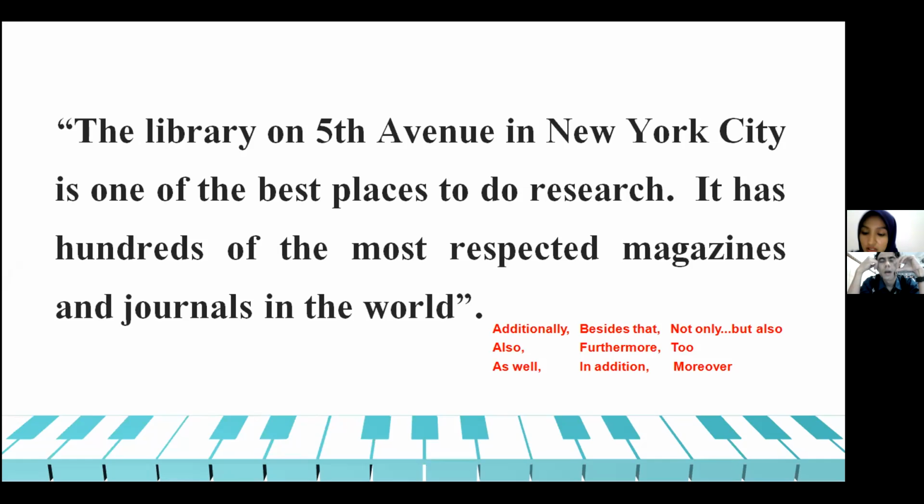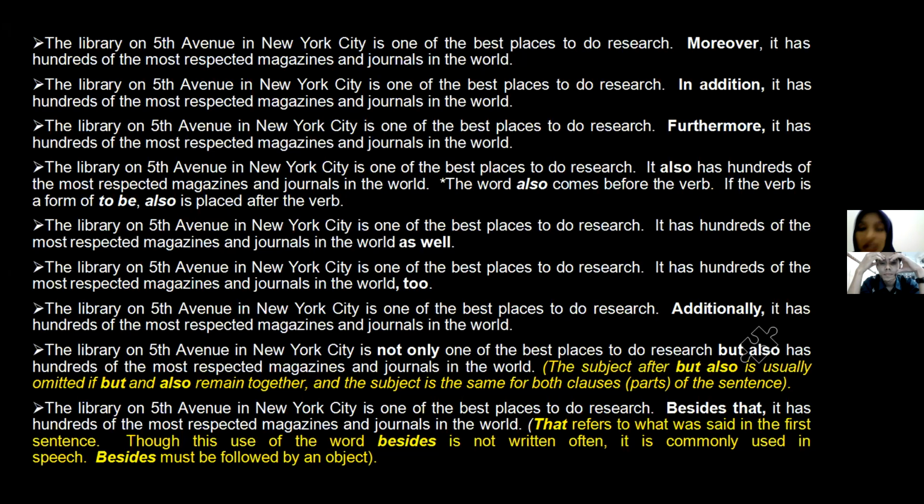So also here comes before the verb. If the verb is a form of to be, also is placed after the verb, which means after to be. So one thing that you should remember here is that even though the connectors have similar meaning, we could not put all the connectors in the same place.